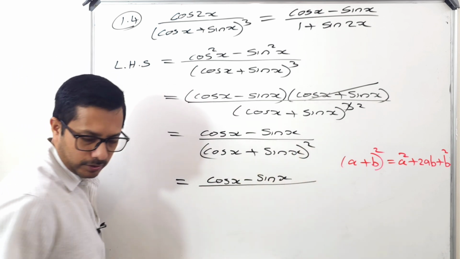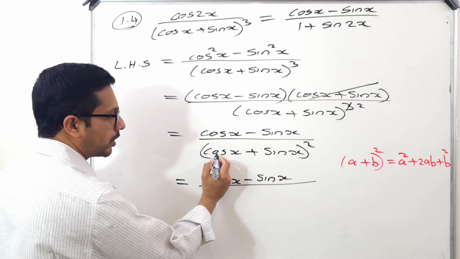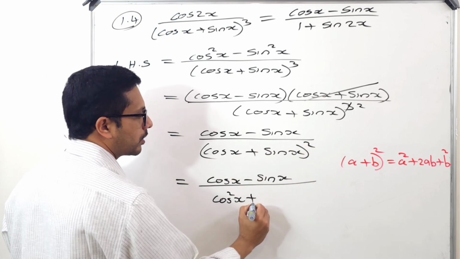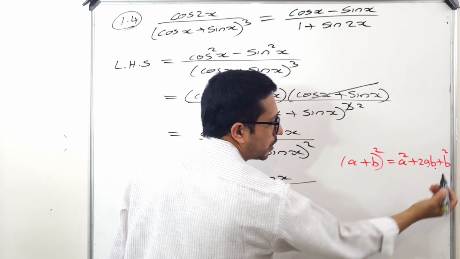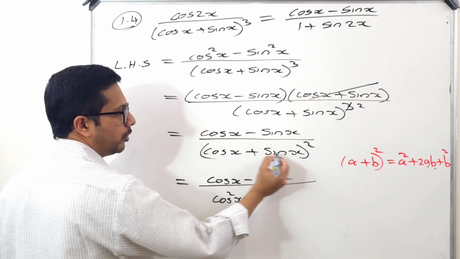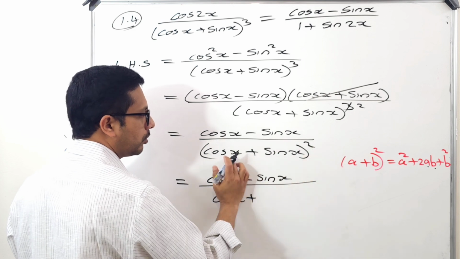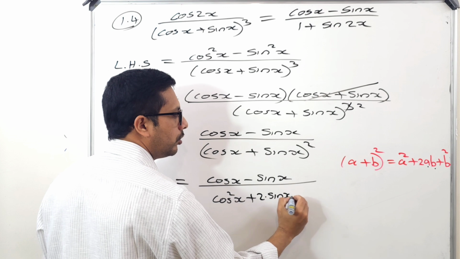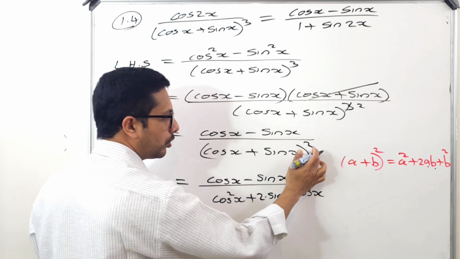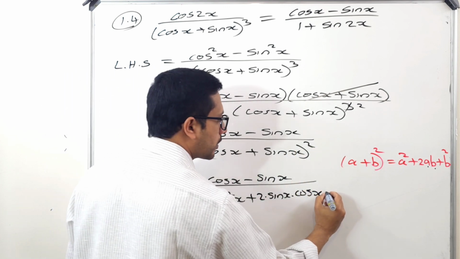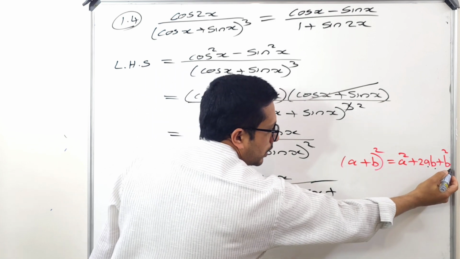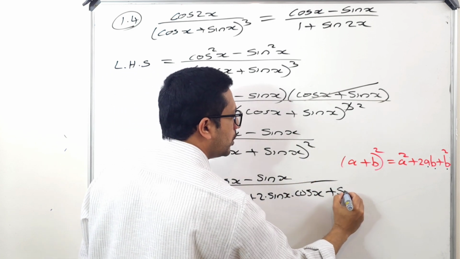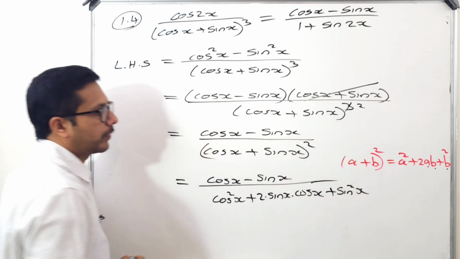First term square, what is that one? The first term is cos, so that is cos square x, plus 2 into first term into second term. Is it not the same as 2 into cos x into sin x? I can write it the other way, 2 sin x into cos x, plus, what is the last term? Second term square. What is the second term here? Sin x, so it is sin square x.